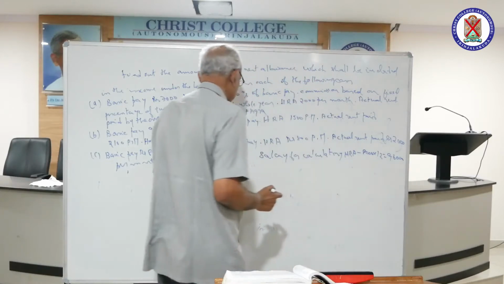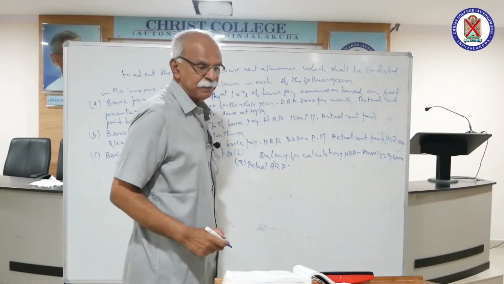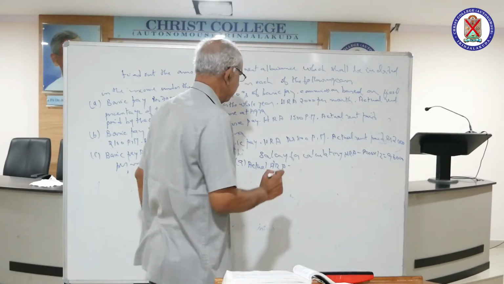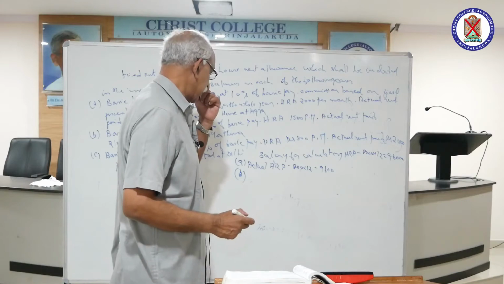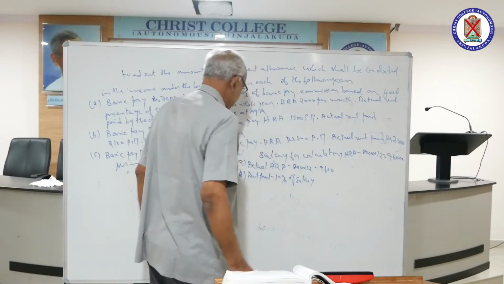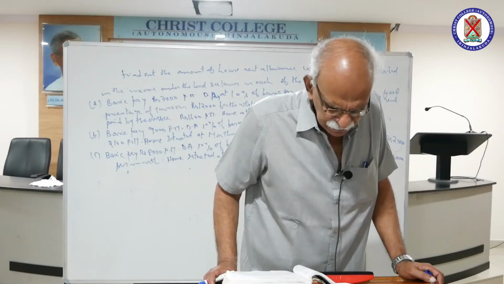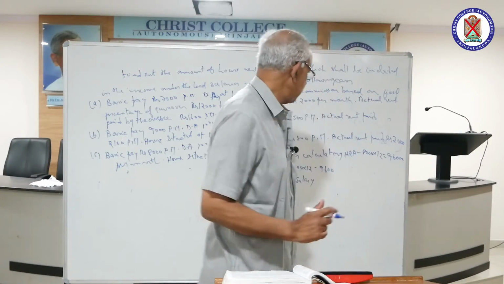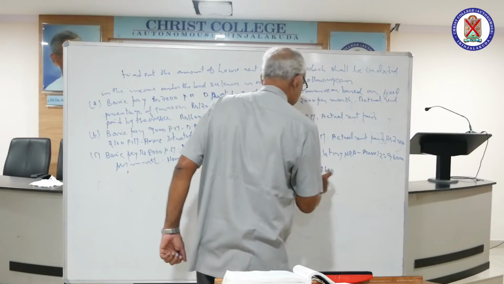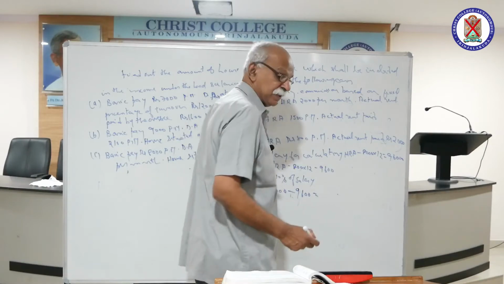Now let us see the exempt amount of HRA, the least of the three. Actual HRA is 800 per month, so actual HRA is 9,600. Rent paid minus 10% of salary due to the assessee: rent paid is 2,000 per month, that is 24,000, minus 10% of salary, 96,000 at 10%, which is 9,600. That comes to 14,400.